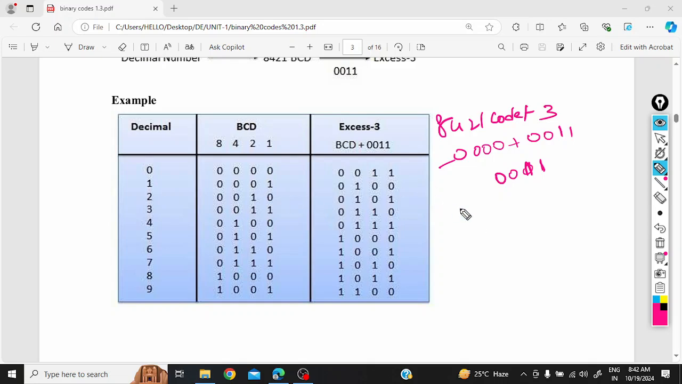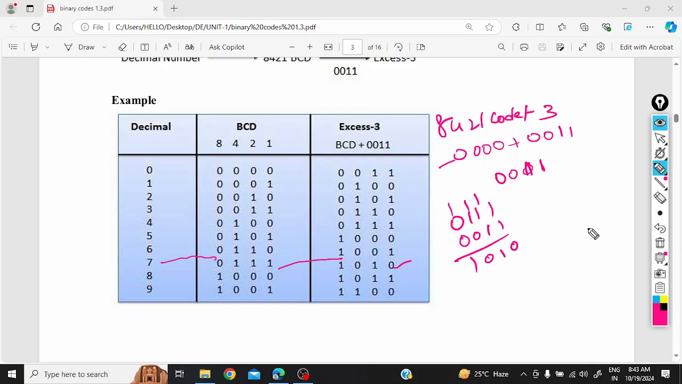To represent 7, which is 0, 1, 1, 1, in XS3, I need to add 3 to that 7. So 1 plus 1 is 0 with carry 1, 1 plus 1 is 0, 0 plus 1 is 1 with carry 1. Next 1 plus 1 is 0, 0 plus 0 is 0 with carry 1 again. So you can see clearly the number for 7 is 1010. So this is how we are going to get here.